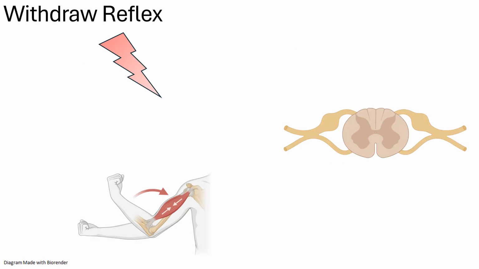The withdrawal reflex is actually quite a simple reflex. It allows you to withdraw yourself from a painful, noxious, or just simply damaging stimulus, which is what this lightning bolt represents up here. The withdrawal reflex is monosynaptic with only 1 sensory neuron and 1 motor neuron, right? So that makes it monosynaptic, and it has a total of 2 neurons.